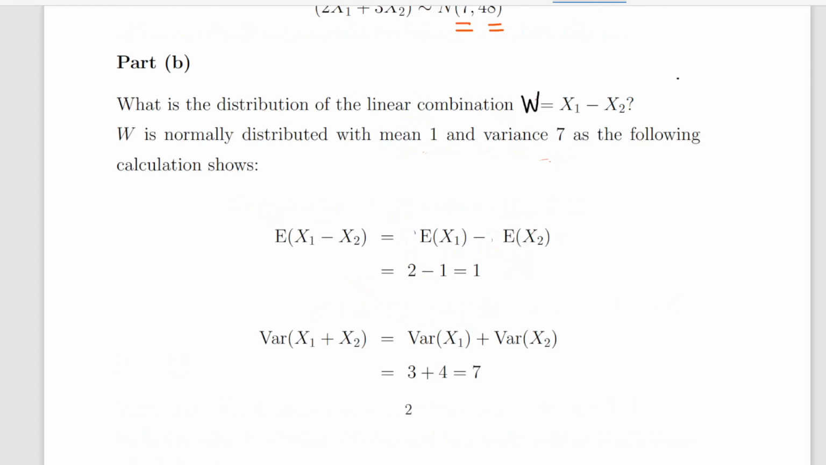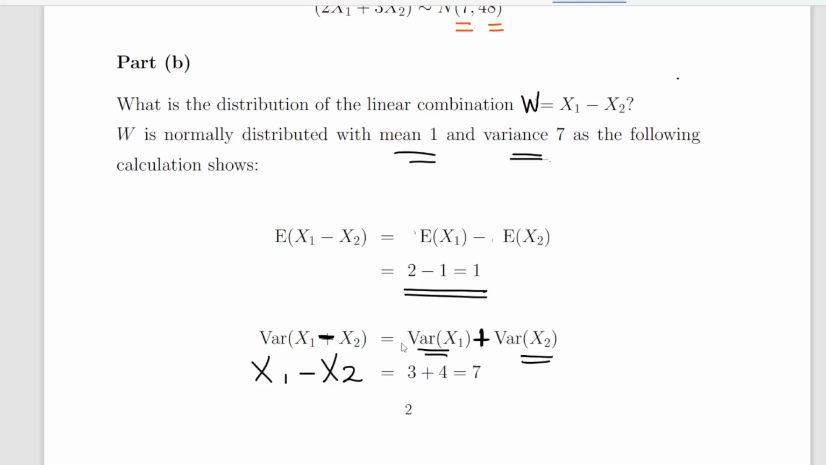I just paused it there to make a little correction. So this is part B. What is the distribution of the linear combination w, which is essentially x1 minus x2, the difference between x1 and x2? So w is a normally distributed random variable with mean 1 and variance 7, and that can be shown as follows. The expected value of x1 minus x2 is simply the expected value of x1 minus the expected value of x2, which is 2 minus 1, which is 1. And the variance of x1 minus x2 is equal to the variance of x1 plus the variance of x2. So that is a plus there.